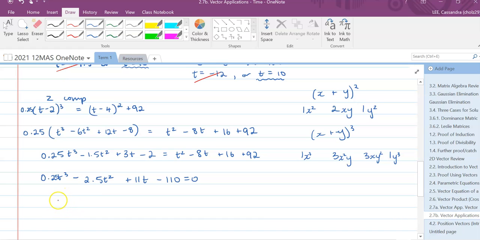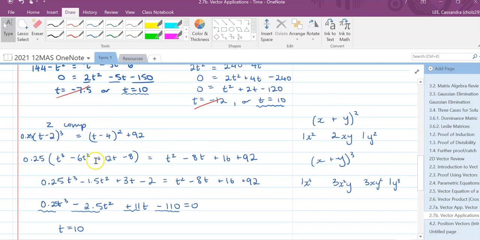So when I chuck this in my graphics calculator, I'm going to put in the coefficients. So this would be my value for A, for B, for C, and for D. And I get a value of t is equal to 10. Okay, so that tells us that we do actually have the particles colliding. So each of these actually reaches the same location when t is equal to 10.